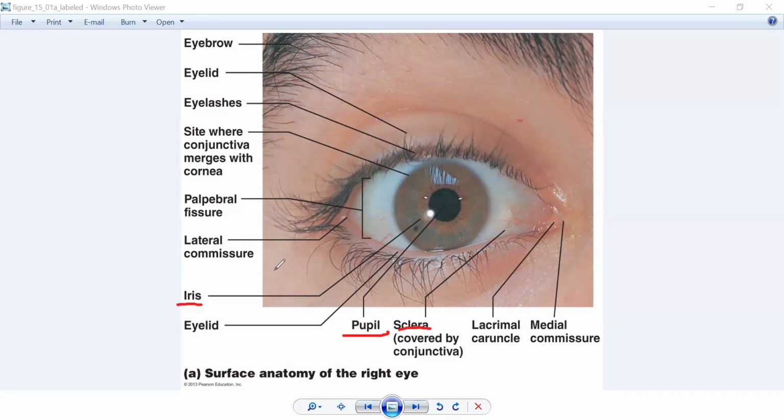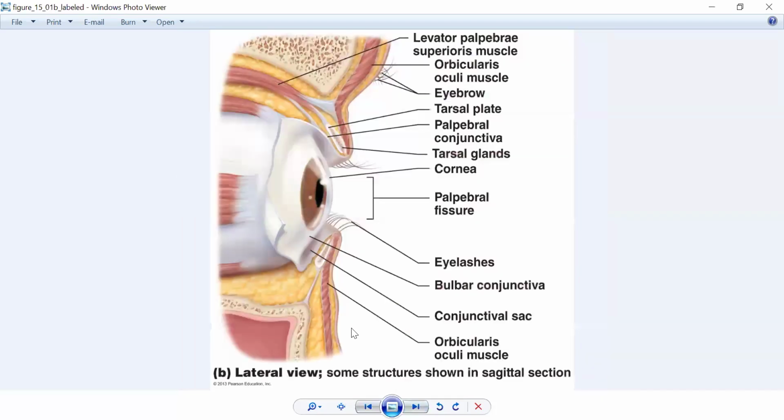Okay, let me clear this out. So the drawing here, just to go over those areas again, they don't show the pupil in this particular picture, so not labeled at least. So this would be the pupil. And then the transparent part of the eye here is called the cornea. Transparent means it's going to allow the light to go through. And then again, the white portion of the eye here is referred to as sclera.